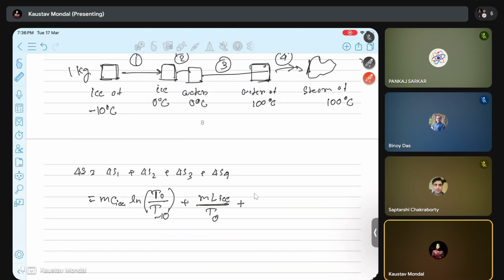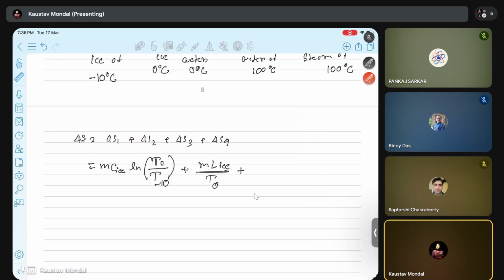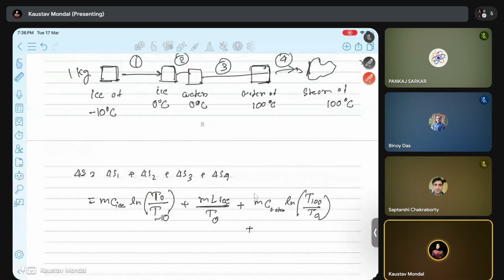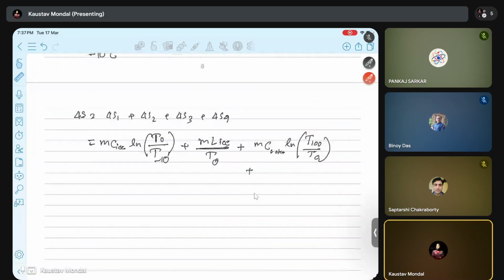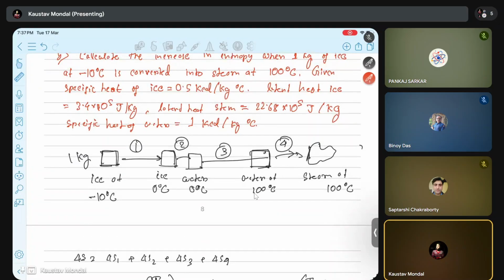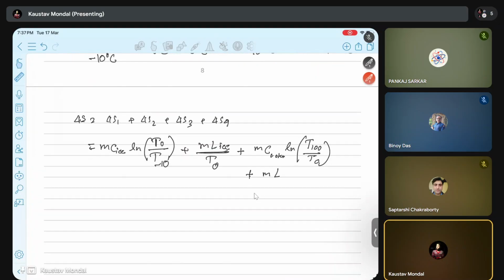The third process is the water going from 0 degree to 100 degree. So it would be m c water, the specific heat of water, ln of T100 by T0. And the fourth one is the phase transition from water to steam. In that case you have to involve the latent heat here also. So m L, we need the latent heat of the steam here, m L steam by T100, right?